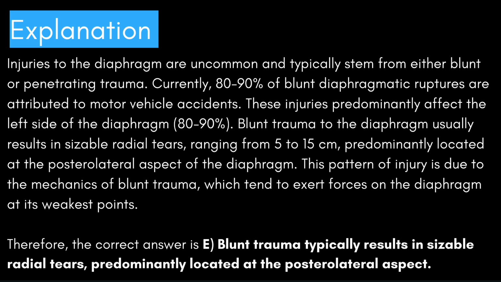This pattern of injury is due to the mechanics of blunt trauma, which tend to exert forces on the diaphragm at its weakest points. Therefore, the correct answer is E. Blunt trauma that typically results in sizable radial tears, predominantly located at the posterolateral aspect. Let's go ahead and see why the other answer choices are incorrect.